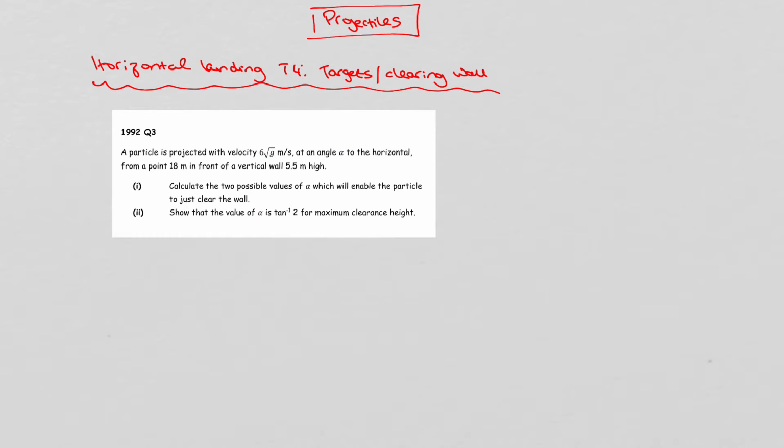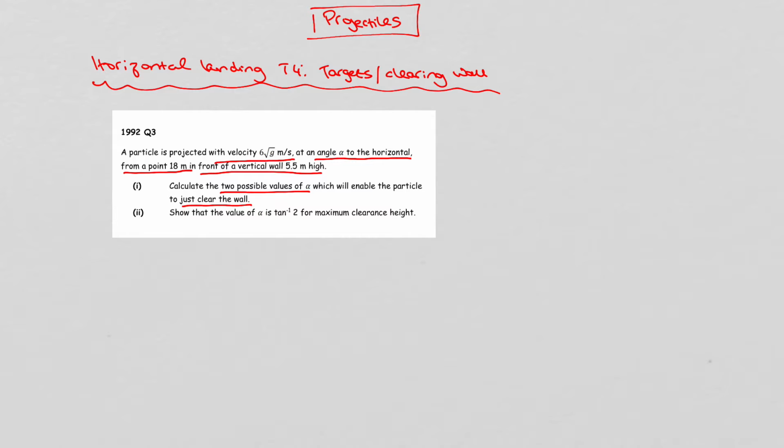So in 1992, in question 3, we had a particle projected with a velocity of 6 root g meters per second at an angle of alpha to the horizontal. It's projected from a point 18 meters in front of a vertical wall, which is 5.5 meters high. In part 1, it wants us to calculate two possible values of the angle of projection which will enable the particle to just clear the wall.